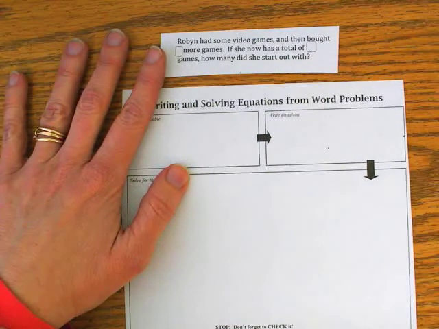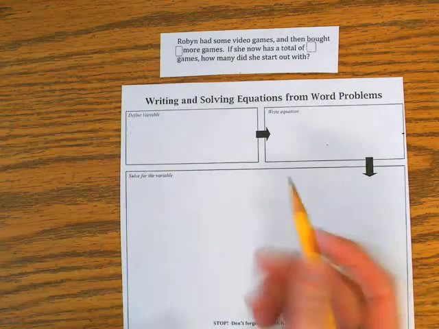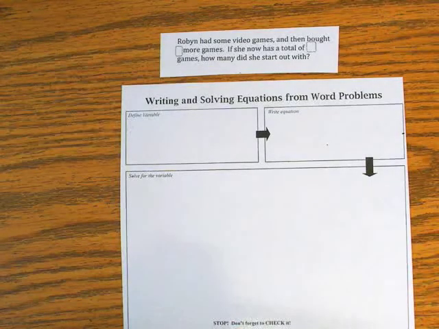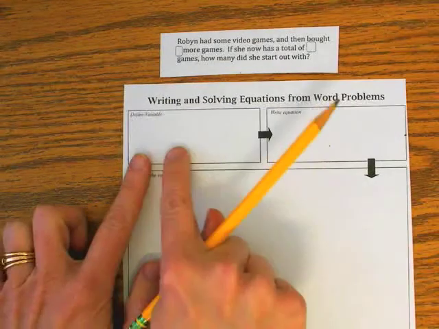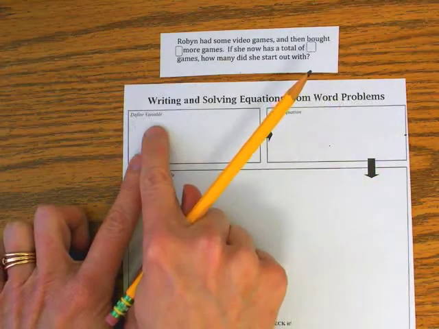A lot of times what students want to do is to write an equation where they have a variable on one side of the equation and then a bunch of numbers on the other. But we're going to think about this more as a situational approach, step by step through the process. So first, we're going to do this part of the foldable, which is defining the variable.